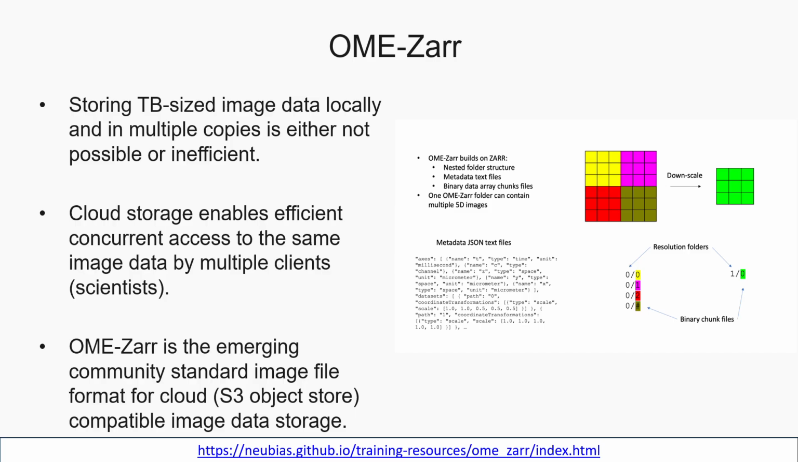As microscopy datasets continue to grow, even OME-TIFF can present challenges. Researchers are now routinely generating datasets that are hundreds of gigabytes or even multiple terabytes in size. OME-Zarr is an emerging community standard designed specifically for cloud-compatible image storage. Rather than storing all image information as a single large file, OME-Zarr organizes data into smaller chunks that can be accessed independently. This makes it possible for multiple users to remotely access only the portions of data they need without downloading an entire dataset.